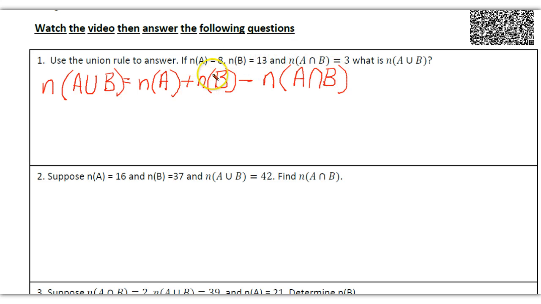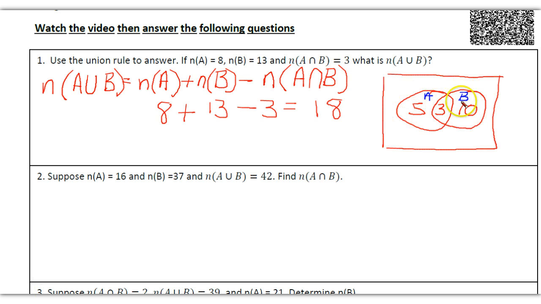So here they're giving us it all. We're saying A is 8, B is 13, and the intersection is 3. So 3 from 13 is 10. 10 plus 8 is 18.